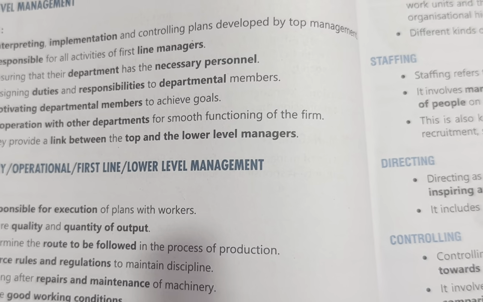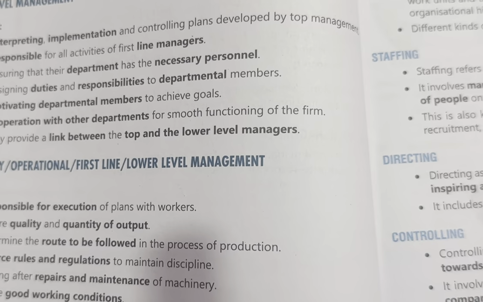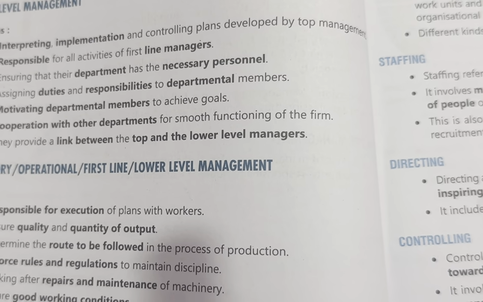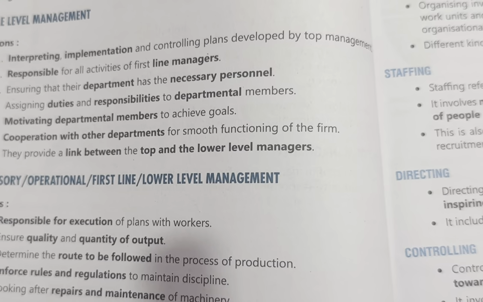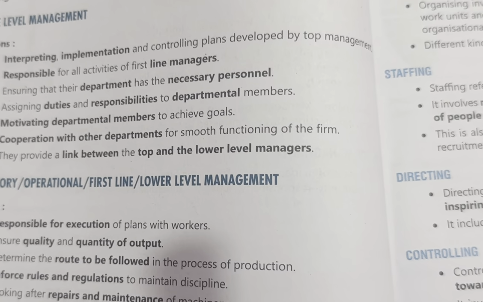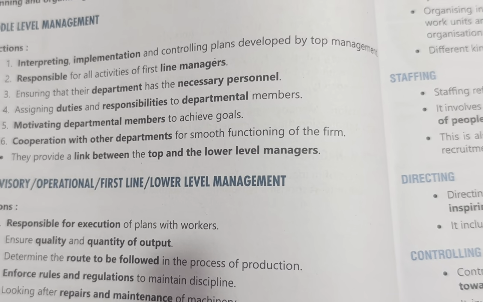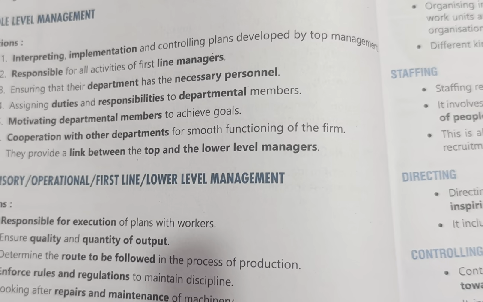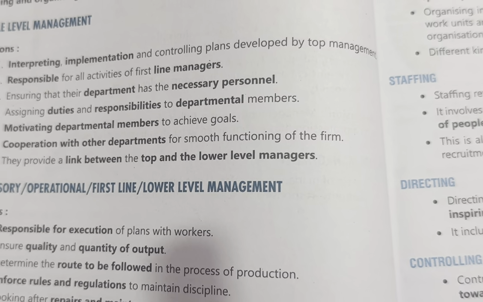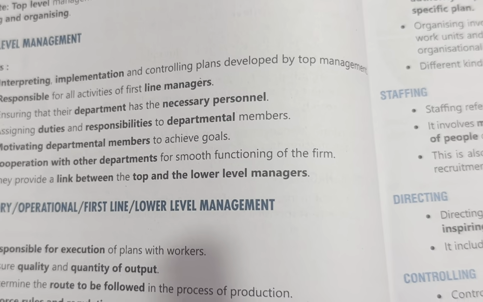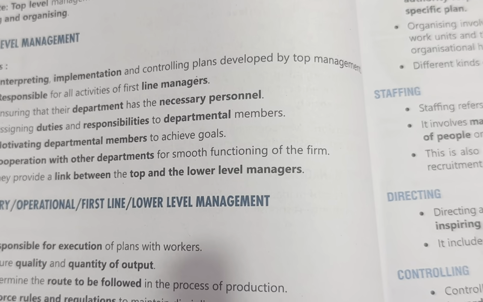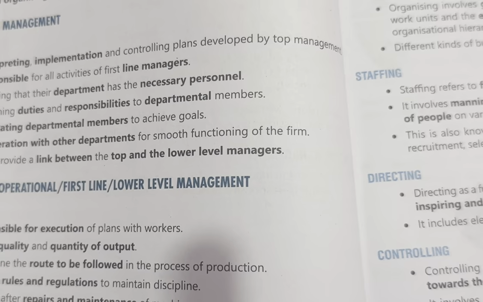Cooperation with other departments for smooth functioning of the firm. As to achieve organizational goal, coordination is necessary. So cooperation with other departments for the smooth functioning of the firm is also performed by middle level. They provide a link between the top level and lower level managers. So middle level management connects top level and the lower level managers.